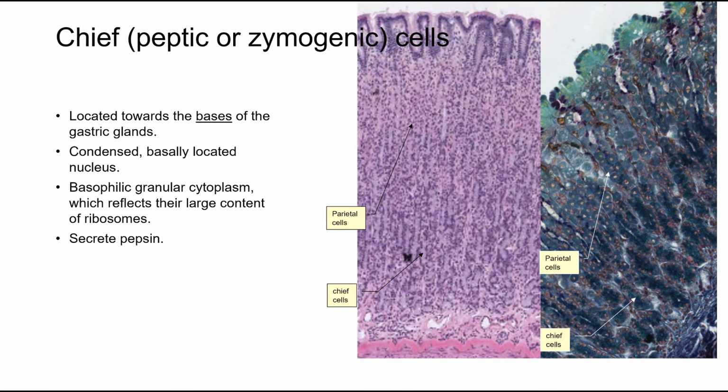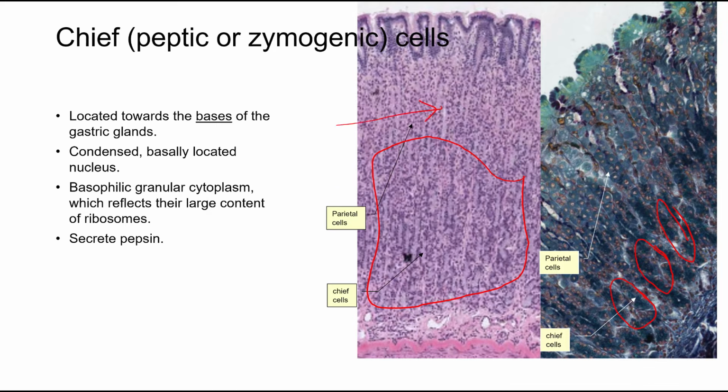The other type of cells in the gastric glands are called the chief cells, or peptic or zymogenic cells, and they secrete pepsinogen that is converted into pepsin, which is important for the digestion of protein. And you can see that most of these chief cells are located in the lower part of the gastric glands. You can see them here in this stain. Most of them, they are occupying the lower part of the gland.